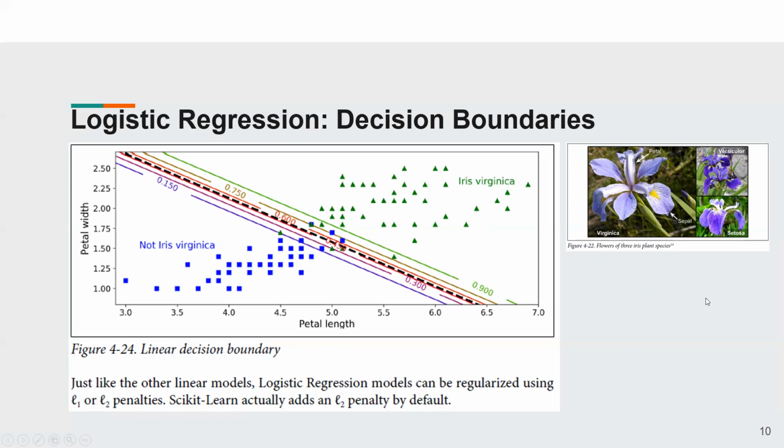One interesting thing that you should be aware of here is, just like other linear models, logistic regression models can be regularized using L1 or L2 penalties. Scikit-learn actually automatically adds an L2 penalty by default to regularize the model.